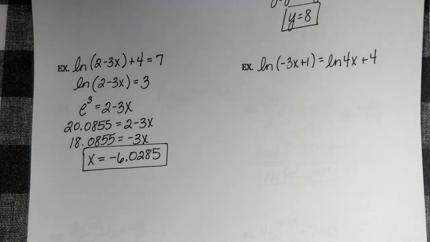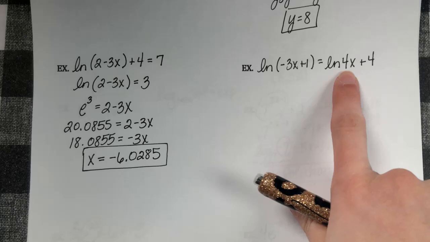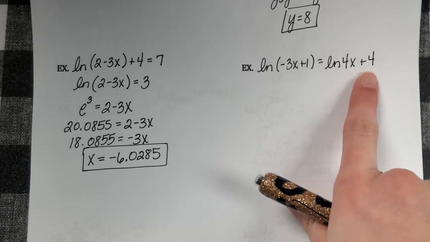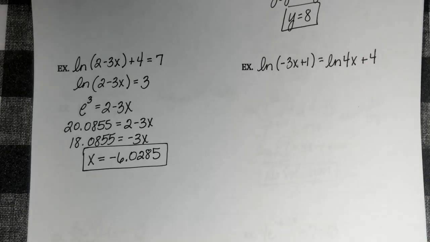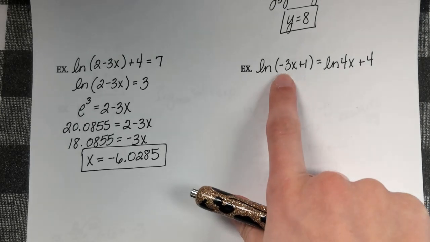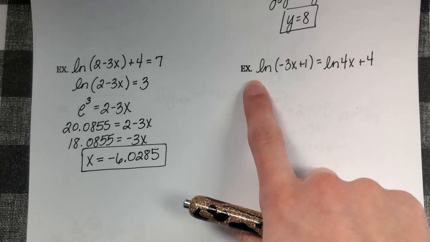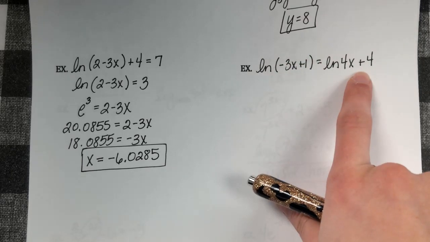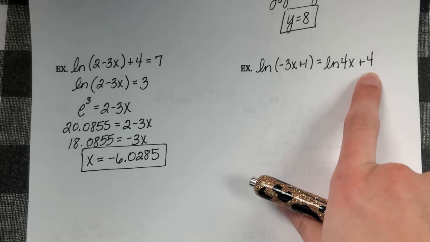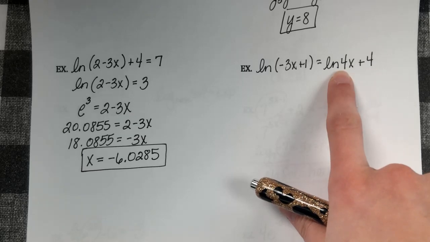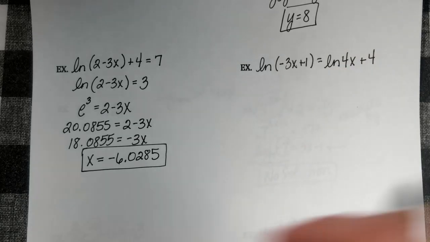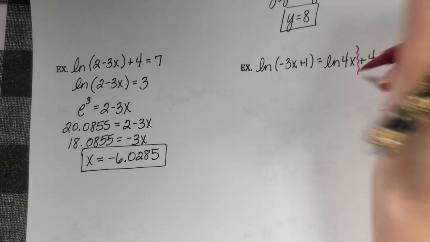But I can't do that because that plus 4 is not part of that natural log. What's the difference between the left and the right? Parentheses. I have parentheses on the left, which makes that negative 3x plus 1 part of that natural log. But see how I'm lacking those parentheses on the right. So that means you cannot assume that the plus 4 is part of that natural log. That 4x is the only part of that natural log.